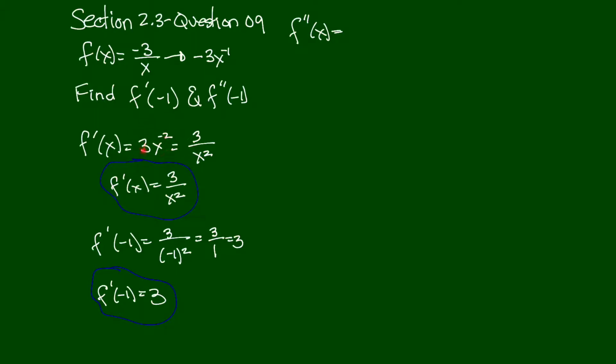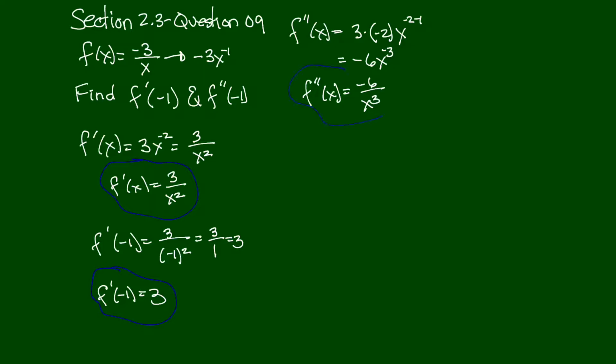So bring the negative 2 down as a multiplier, getting negative 6, decrease it by 1. I'll do it. So it's going to be 3 times, and then we're going to bring that negative 2 down, x to the negative 2 minus 1. Maybe I'm making it harder than it is. Negative 6, x to the negative 3. So get rid of the negative exponent. F double prime of x is negative 6 over x cubed.